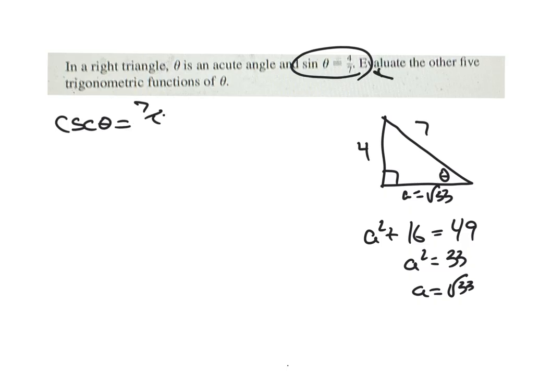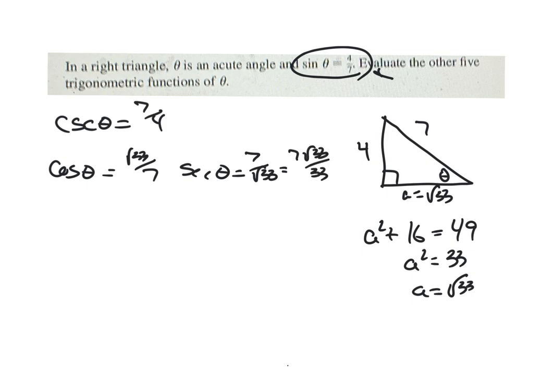Okay, now, the easiest thing to start with is cosecant, because it's reciprocal of sine. So I'm just going to put 7 fourths. All right, now, cosine. Cosine is adjacent, which is square root of 33, over hypotenuse, which is 7. Now, secant is reciprocal of cosine, so I would just write it this way. But remember, you cannot leave a radical on the bottom. We've done this before. Just move the radical to the top, take it out on the bottom. That's all you have to do there.